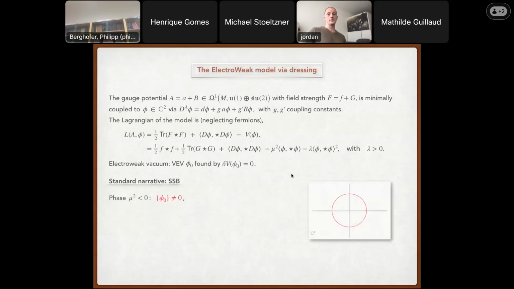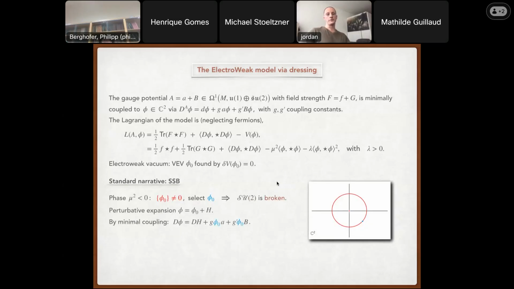But there is another phase in which mu squared is negative, in which case we have a whole manifold of degenerate vacua, which is an SU2 orbit, right? But it means that any one vacuum on that manifold is not SU2 invariant. The vacua are mapped onto each other by the SU2. So if you do a perturbative expansion around that non-zero vacuum and you put it in the minimal coupling, you obtain not only the covariant derivative and the minimal coupling between the fluctuation and the gauge field, but you also have constant mass terms for the gauge fields, right?